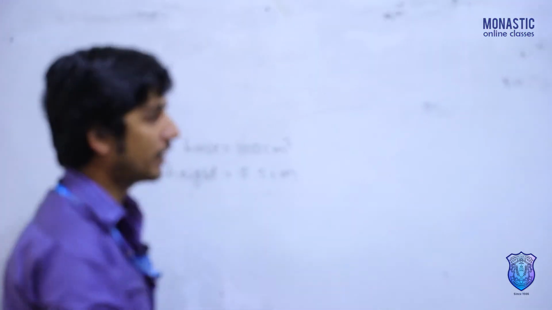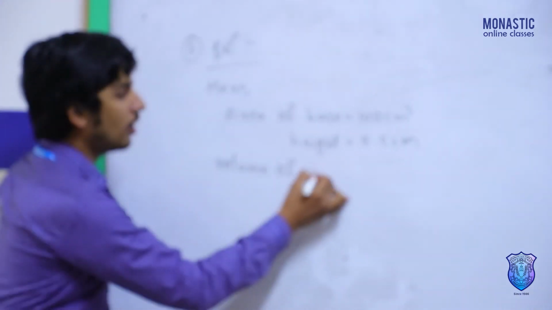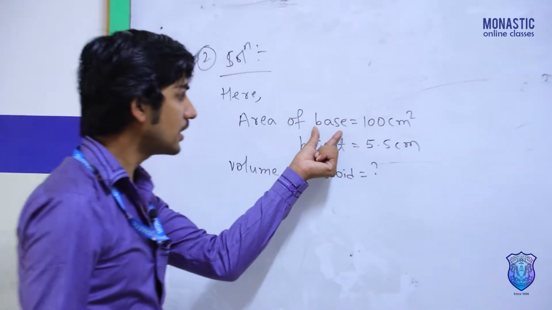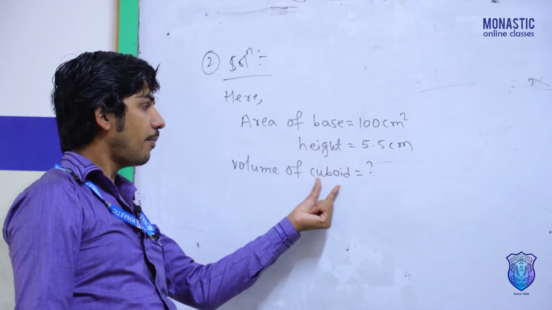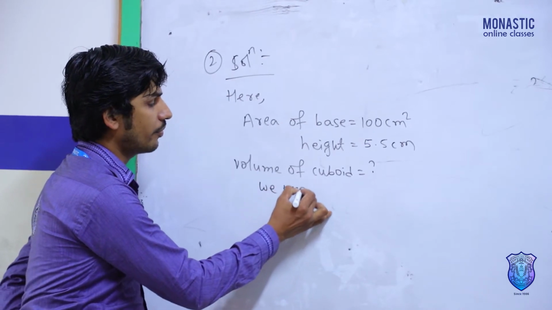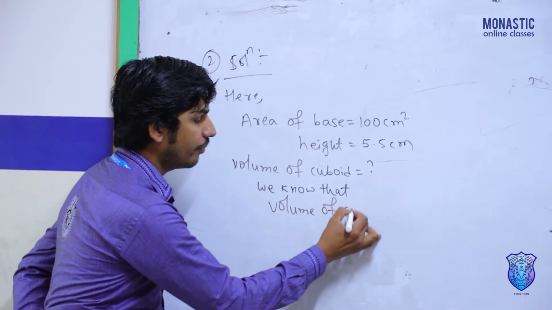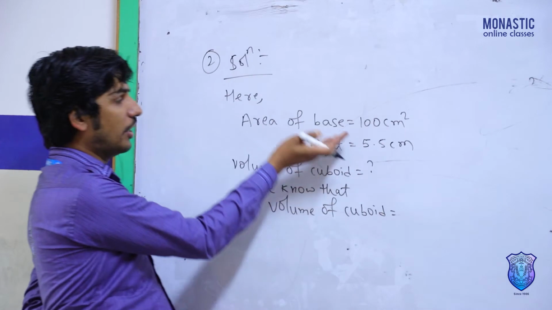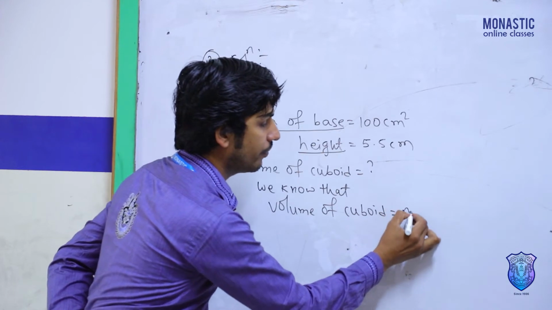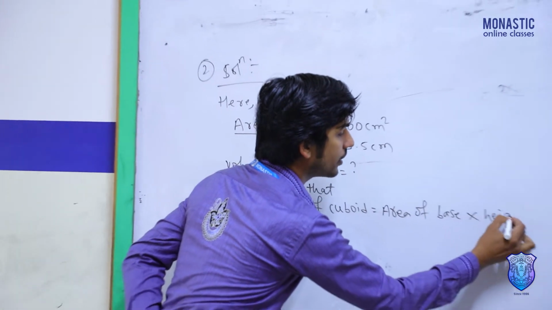5.5 cm. But the question is given that you have to find the volume of the cuboid. See, what is given? Area of base and height. What you have to find? Volume of cuboid. So what are you knowing? You know that volume of cuboid is equal to area of base into height. So take area of base into height.